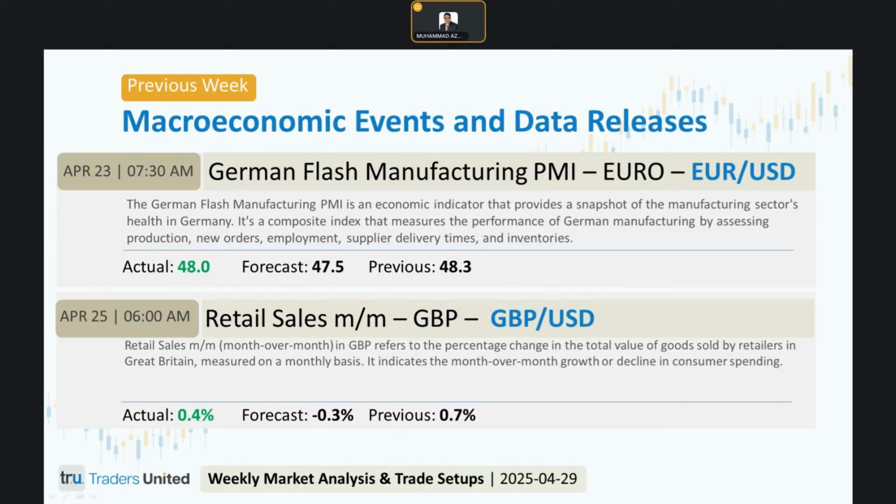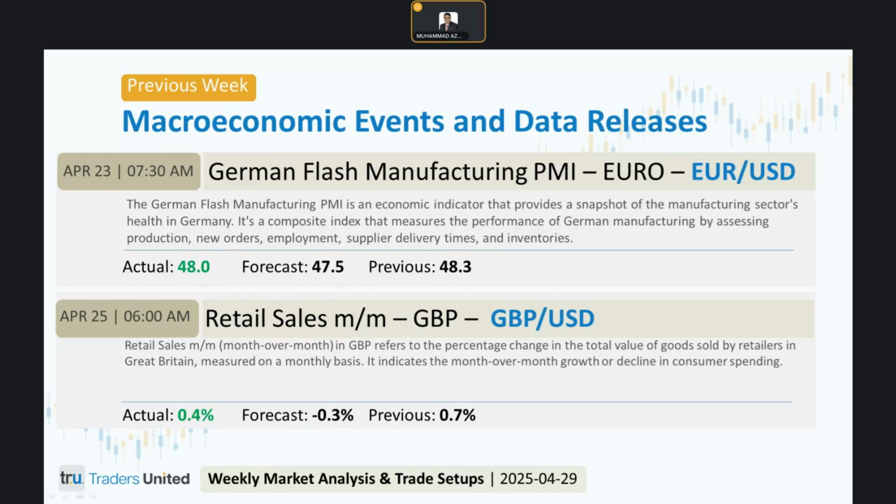Now, on April 23rd, 2025, the German flash manufacturing PMI report: the previous number was 48.3, the forecast was 47.5, and the actual number we got is 48. So we were expecting a lower number, 47.5, as compared to the previous reading, but when the actual data got released, we got 48, and this number actually looks good. The latest German flash manufacturing PMI came in at 48, slightly above the forecast of 47.5, but still in contraction territory because the previous number was 48.3 and we got 48.0. Although the figure beat expectations, it still remains below the neutral mark of 50. This highlights ongoing weakness in the manufacturing sector.